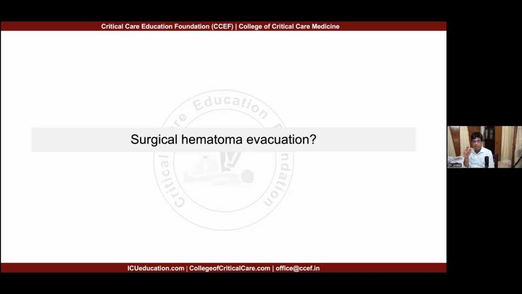Now, surgical hematoma evacuation, should we do it? I'm not talking about decompressive craniotomy. I'm talking about the evacuation of hematoma. So surgical hematoma evacuation is not recommended until and unless it's threatening the life of the patient, because they say that you are breaching the parenchyma, you are removing and it is creating more problems as compared to normal recovery. Surgical hematoma evacuation is usually not recommended. Decompressive craniotomy is much better option.